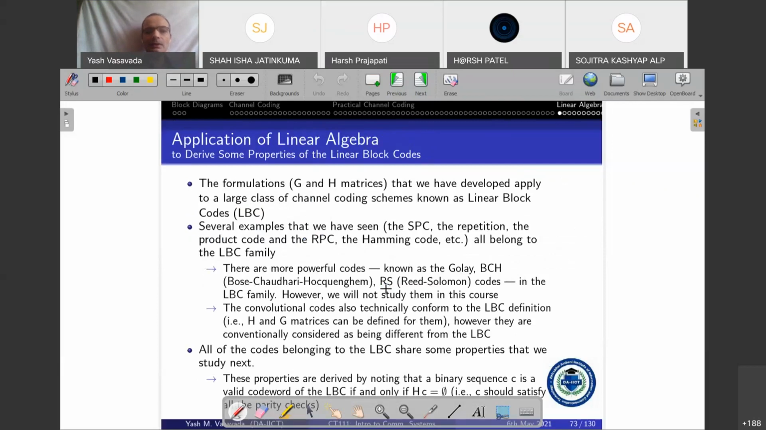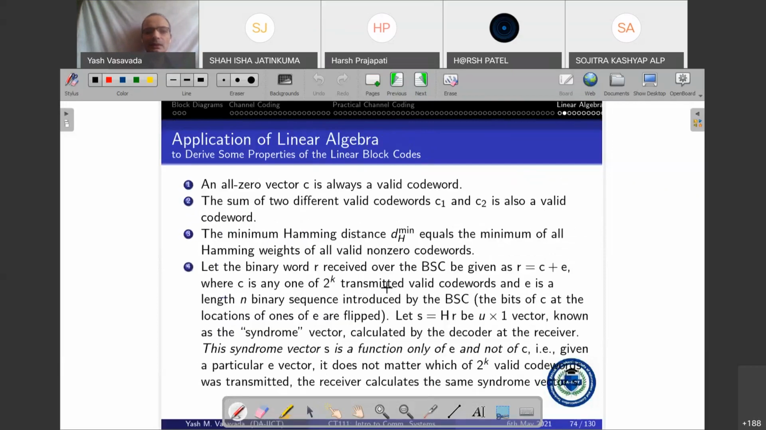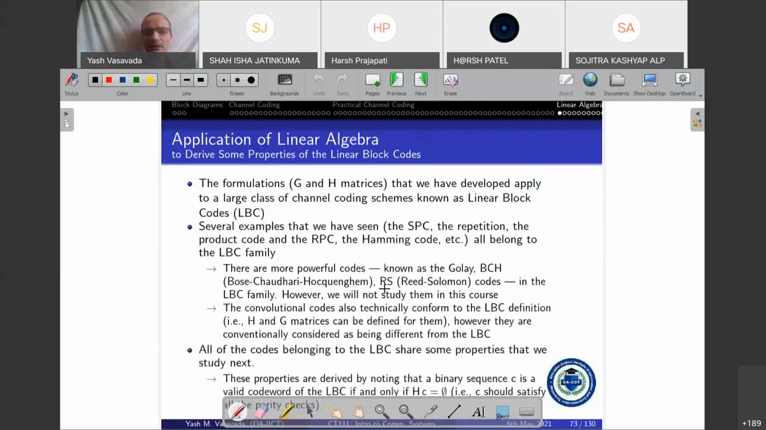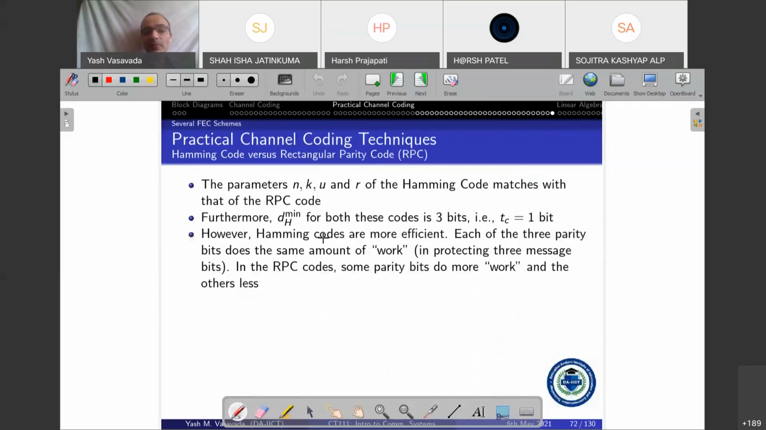Okay, let us see. I think all of this we are not going to do now. So we will end here. And then some properties of linear block codes is what we will take up when we meet next time.